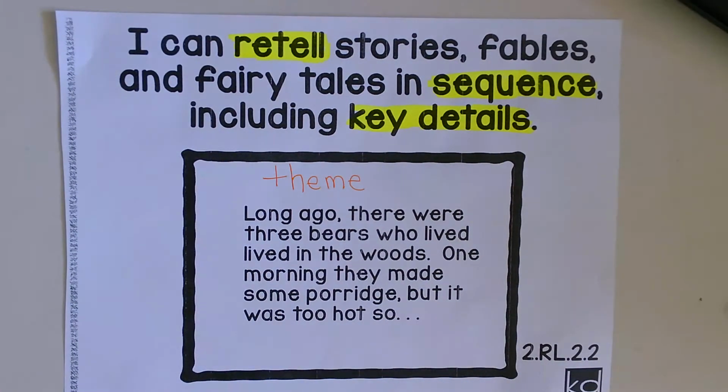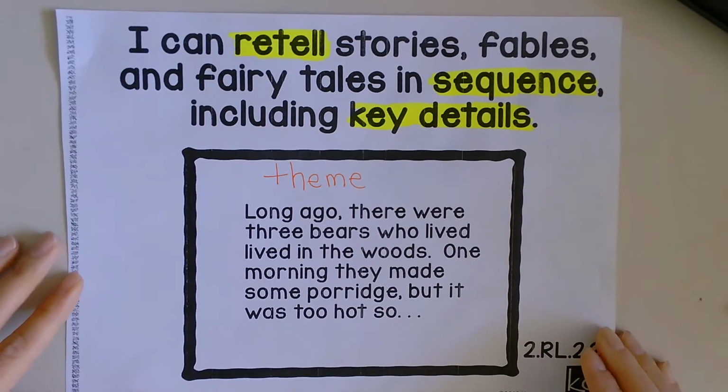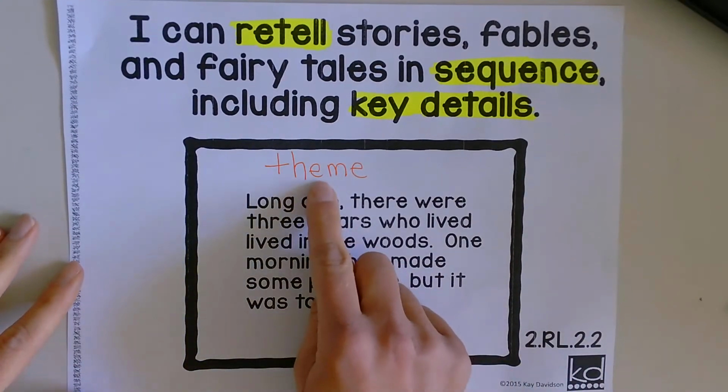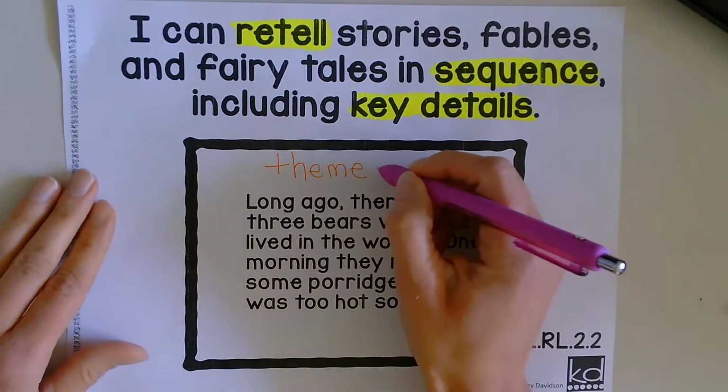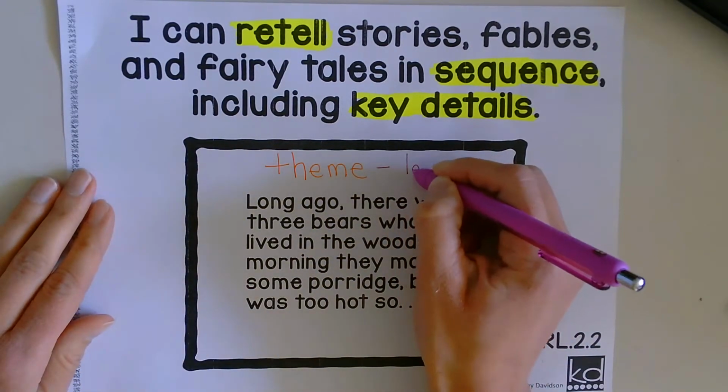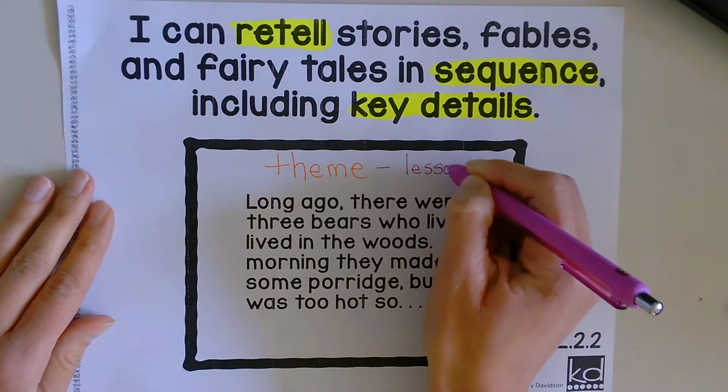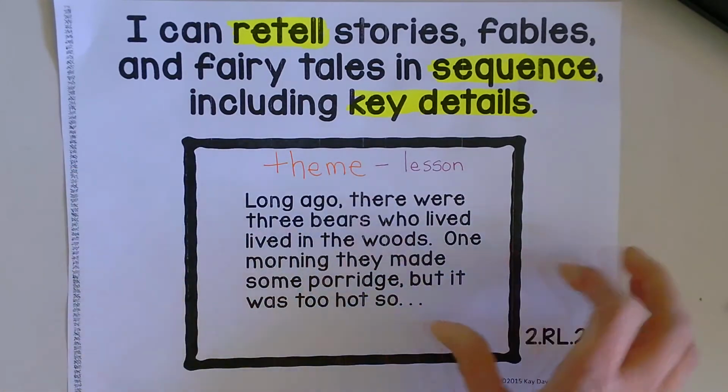Reading goal. I can retell stories, fables, and fairy tales in sequence, including using key details. I can also tell the theme or the lesson of the story. So the theme, remember, is the lesson that we are supposed to learn. Okay, but what is a lesson?